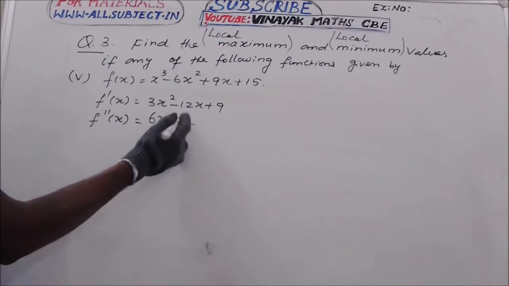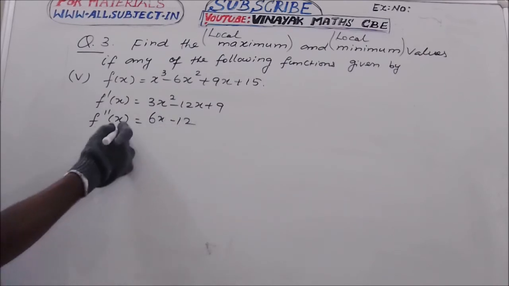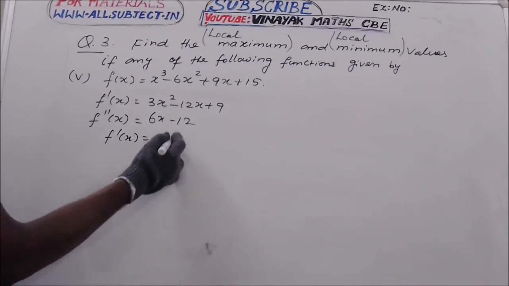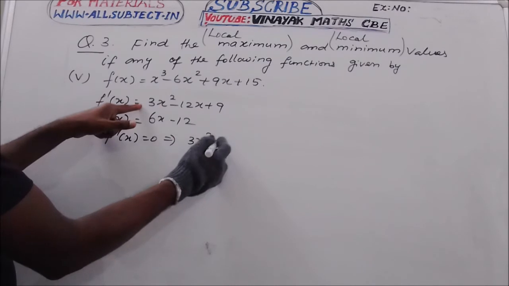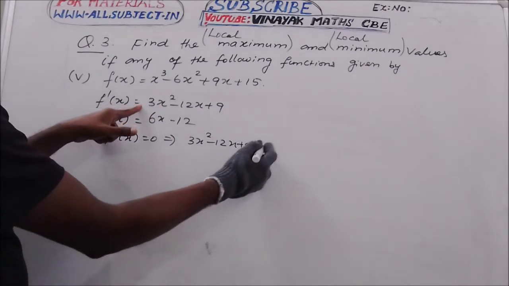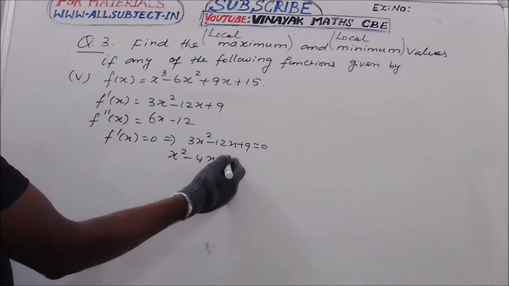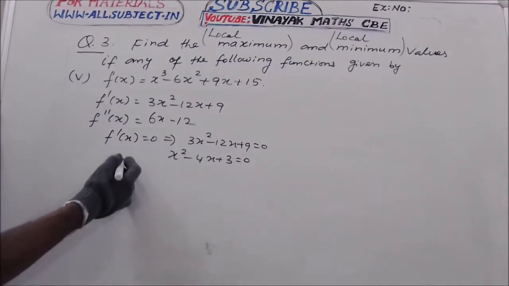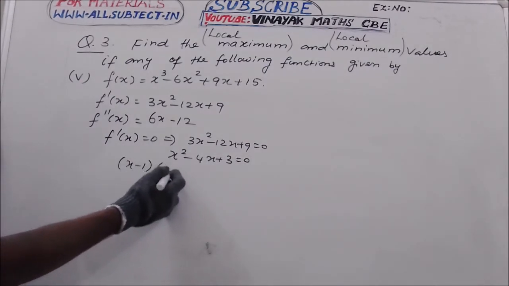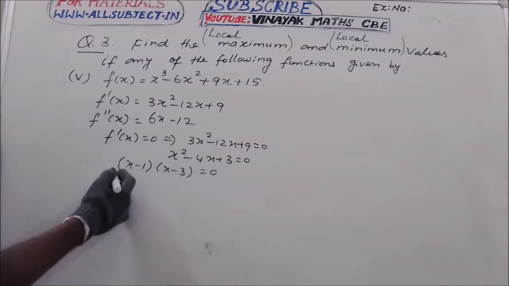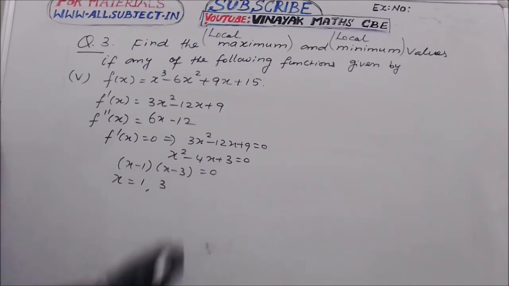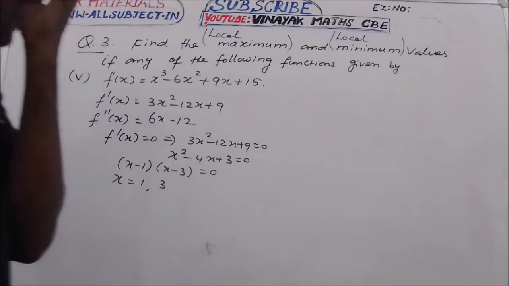Now put f dash of x equal to 0. F dash of x equal to 0 implies 3x square minus 12x plus 9 equal to 0. Dividing by 3, x square minus 4x plus 3 equal to 0. Factoring it, we have (x minus 1) into (x minus 3) equal to 0. So x is equal to 1 and x is equal to 3 are the solutions.